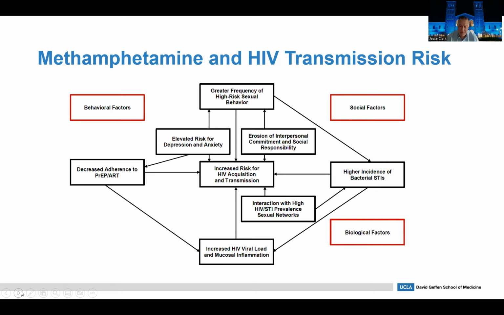There's also a higher incidence of bacterial STIs. These STIs increase viral load and increase mucosal inflammation, also increasing the risk of HIV and STI secondary transmission. People who are using meth more often engage in high HIV/STI prevalence networks. They're more likely to be exposed to an STI or to HIV during condomless sex because of this prevalence within their networks. And they also have issues with adherence to PrEP and ART, which increases their viral load, which increases the risk for HIV acquisition and transmission. And these problems occur in the nexus. So, next slide.